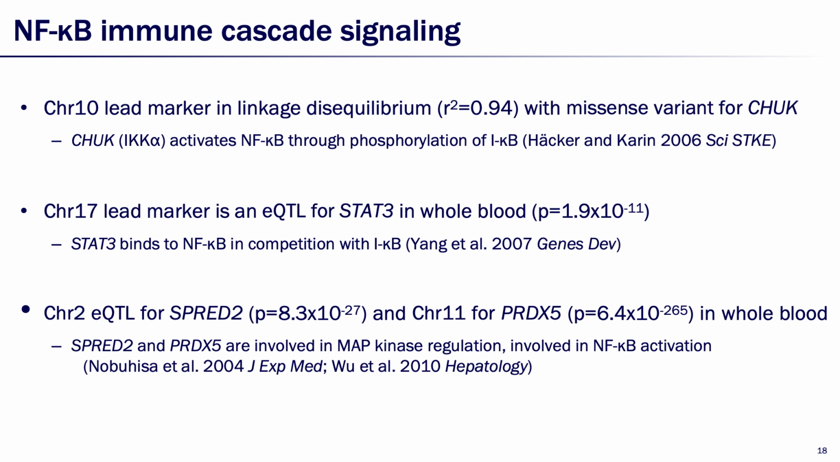The overall picture seems to involve NF-kappa B signaling, with a missense variant for CHUK and an eQTL for STAT3, also eQTLs for SPRED2 and PRDX5.